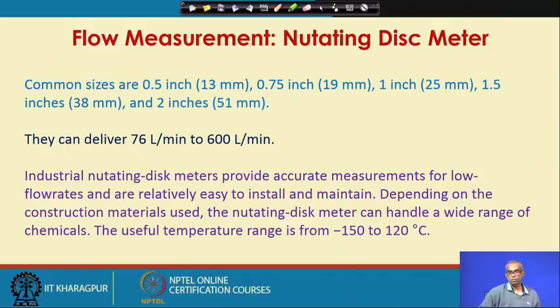The common sizes for nutating disk meters are 0.5 inch, 0.75 inch, 1 inch, 1.5 inch and 2 inches. They can deliver flows in the range of 76 liter per minute to 600 liter per minute. Industrial nutating disk meters provide accurate measurements for low flows and are relatively easy to install and maintain. Depending on the construction materials used, the nutating disk meter can handle a wide range of chemicals such as acids, slurries, etc. The useful temperature range is from minus 150 degree Celsius to 120 degree Celsius.